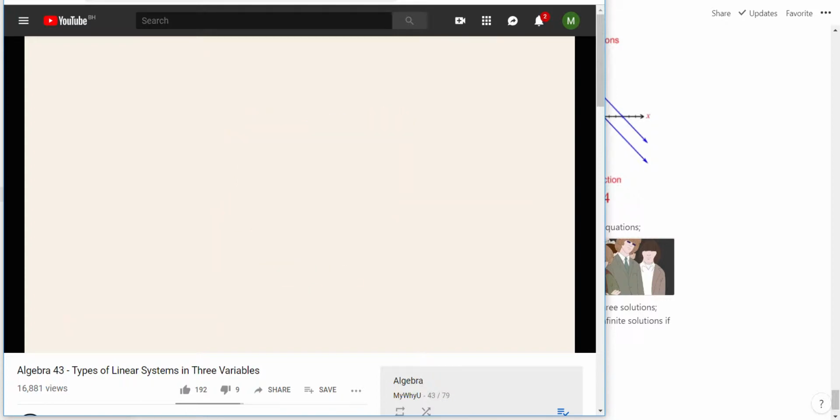A second possibility is that two of the planes are not parallel, and so their points of intersection form a line. If the third plane intersects the other two along this same line, then the common points of intersection for all three planes are represented by that line.